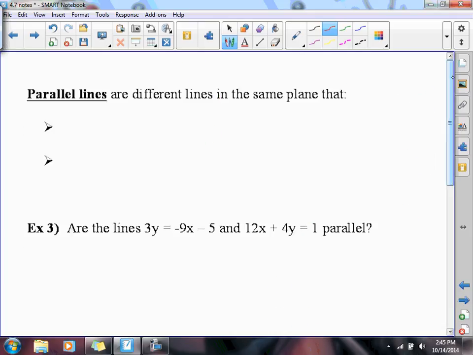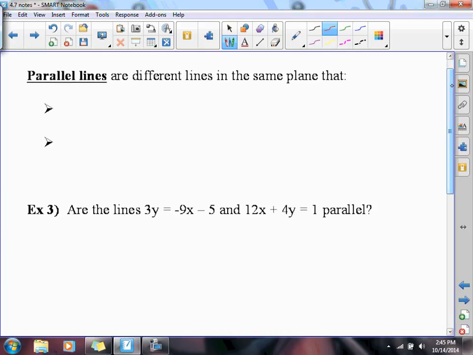Okay, now the last concept that we have is about parallel lines. And you're just going to see a few problems like this in your homework. And you should be familiar with the concept of parallel lines. They're different lines that are in the same plane, the same coordinate plane, they're on the same graphing grid. However, parallel lines have 2 characteristics that make them parallel.